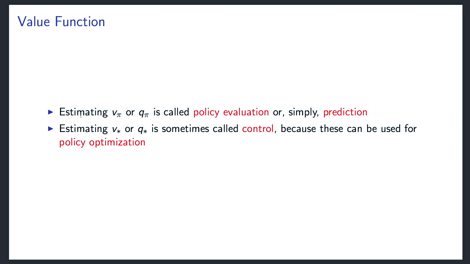Estimating the optimal values, on the other hand, is sometimes called control, because these can be used for policy optimization. Essentially, if you have these values, it's very easy to do the optimal control, to find the best possible policy. Of course, both of these are prediction, in a sense. One is predicting the value of a given policy, one is predicting the value of the optimal policy. But there's just this terminology that is used that is associated to these things, which is good to be aware of.